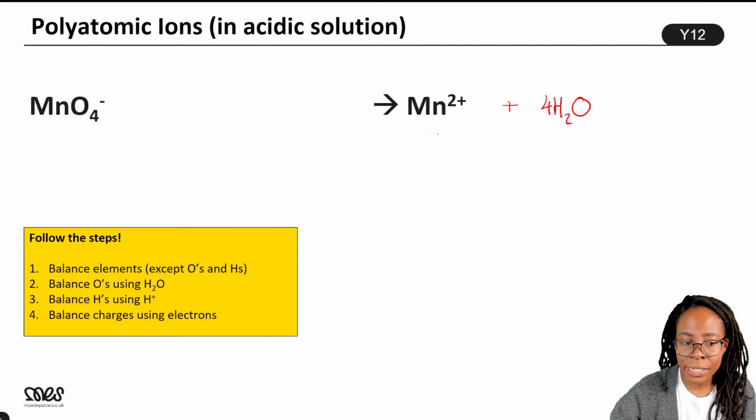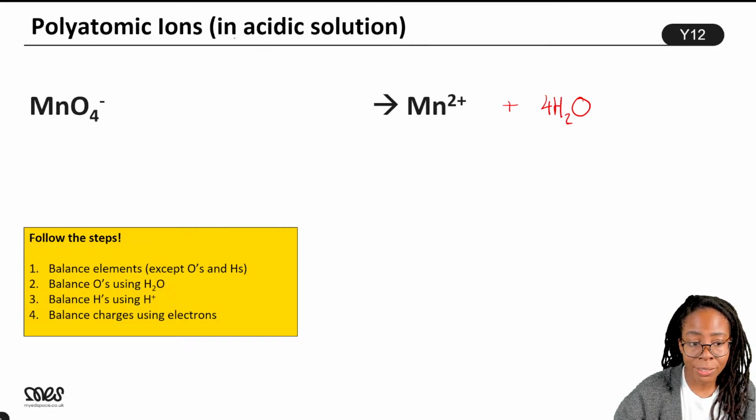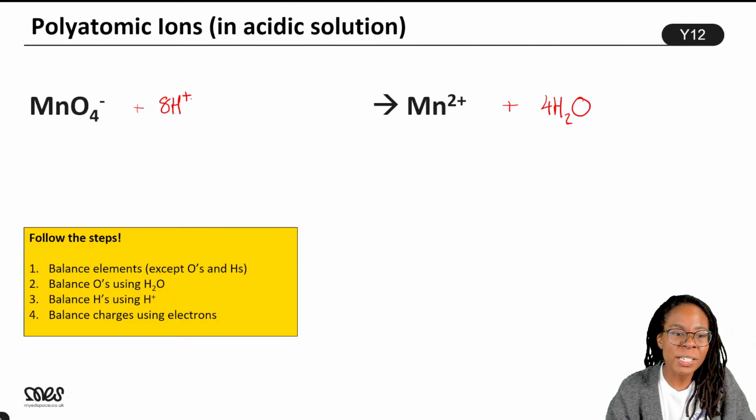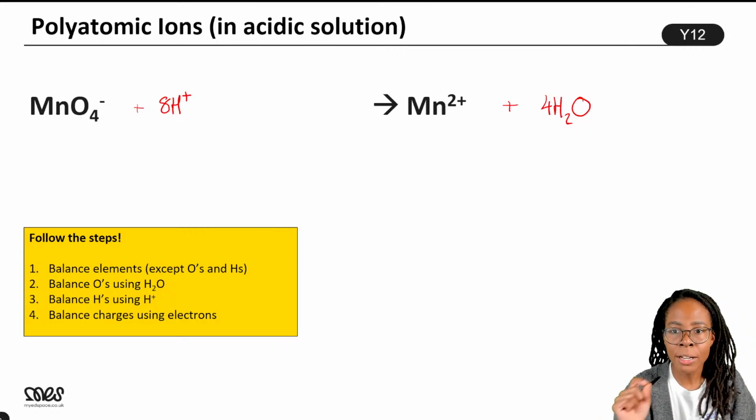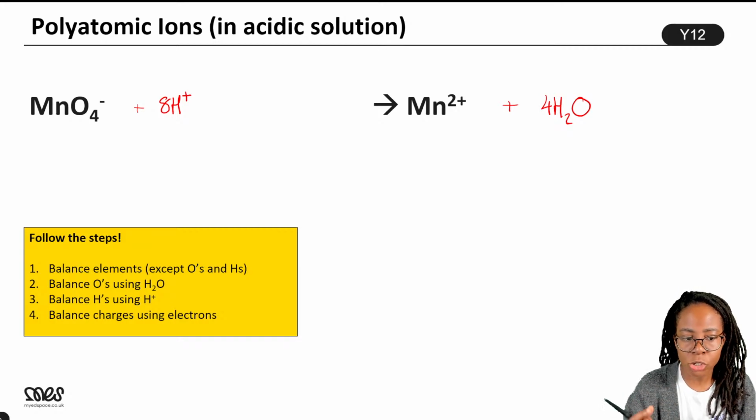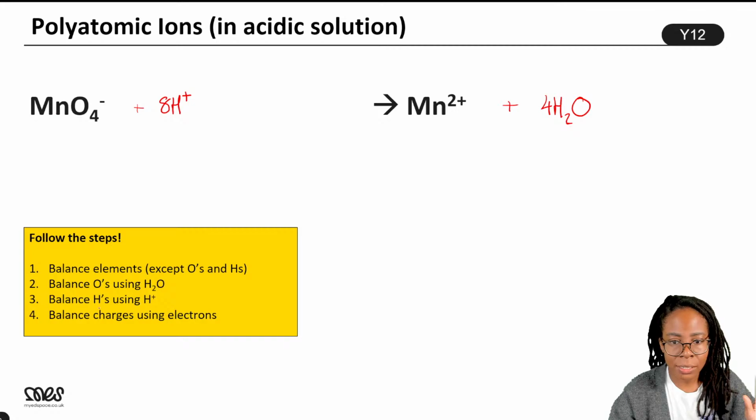So because we're in acidic solution, we can balance the hydrogens with H plus ions. And you're absolutely right, natural scientist. We will need 8 H plus ions. Typically it will be sulfuric acid that we use, but the counter ion doesn't really matter. The key thing with the balancing is the H plus. So 8 H pluses to balance the 8 hydrogens on the right-hand side. Now all of our elements are balanced.